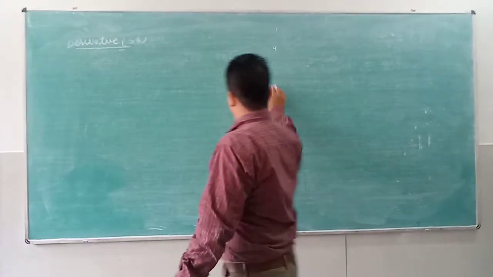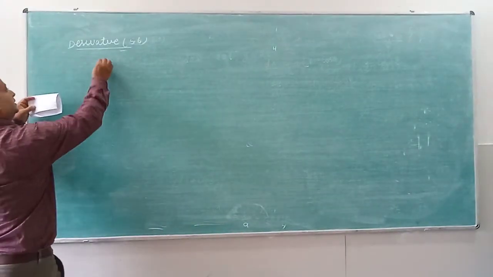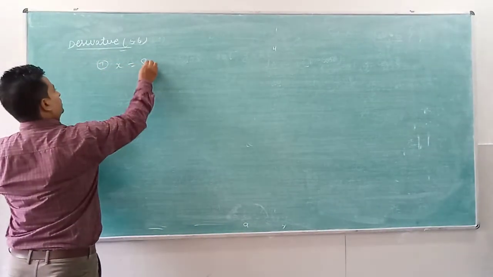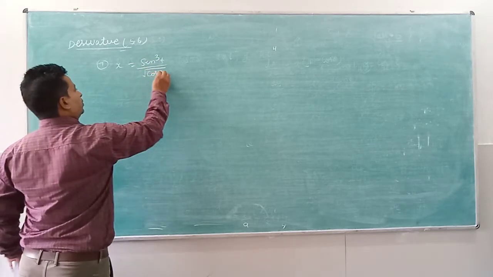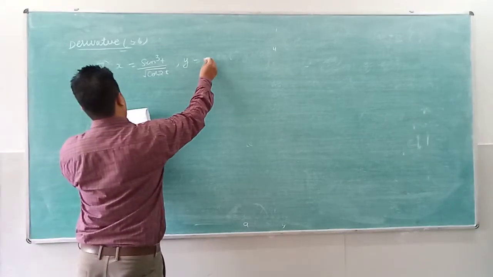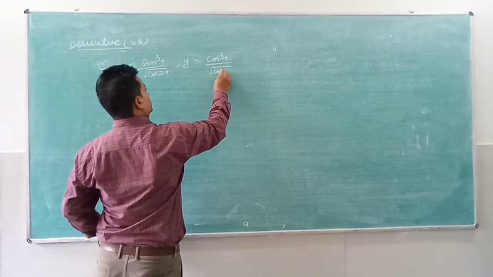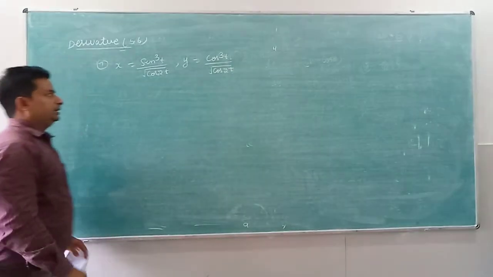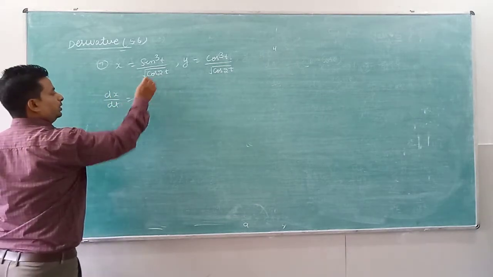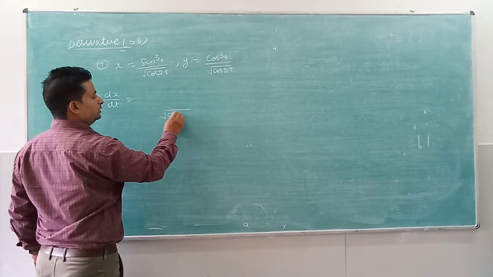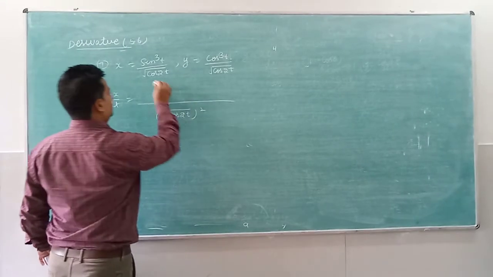In question number 7, the statement is: x is equal to sin³t divided by root cos 2t, and y is equal to cos³t upon under root cos 2t. In this question, first we differentiate with respect to t. For this we use the quotient rule.